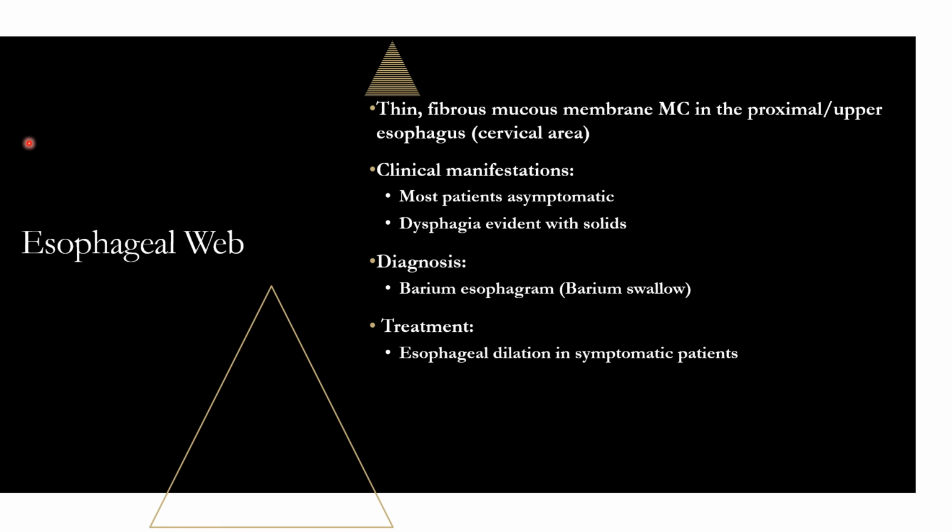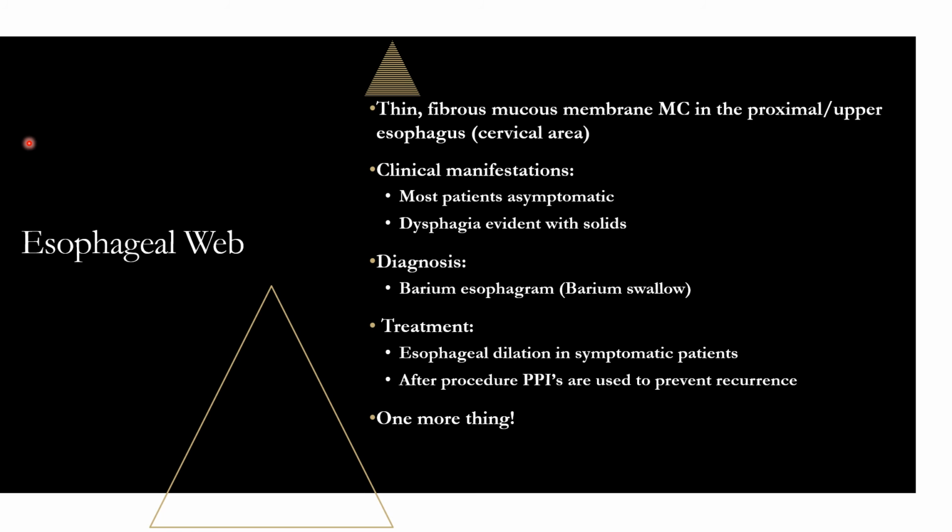As far as treatment, you can do what's known as an esophageal dilation in symptomatic patients. And then after you perform this procedure, you would make sure that these patients use PPIs to prevent recurrence. And normally, if they don't take PPIs after the esophageal dilation, about 50% of them will have a recurrence of the esophageal web. So it's important to know that they do need to use PPIs after the procedure to make sure that you do prevent recurrence of the esophageal web.